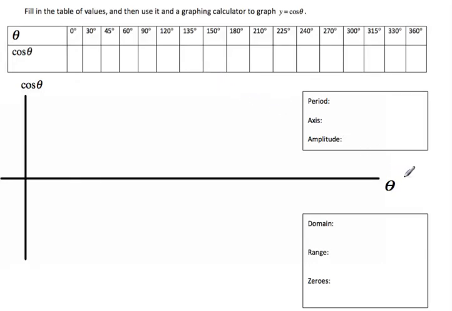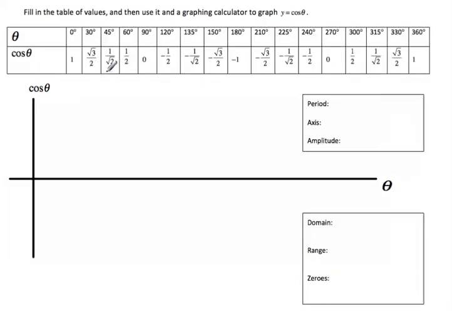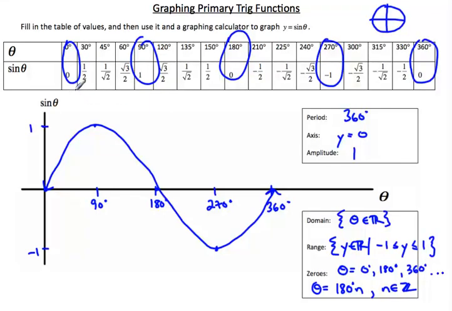Okay, if you've done that, check your answers against this. Here are all the different values of cosine theta. Notice that you get the same values down here as we saw for sine theta, but they're arranged a little differently. If we go back to sine theta, you can see that the values start at 0 and go up to 1, and then back down to 0, and then negative.